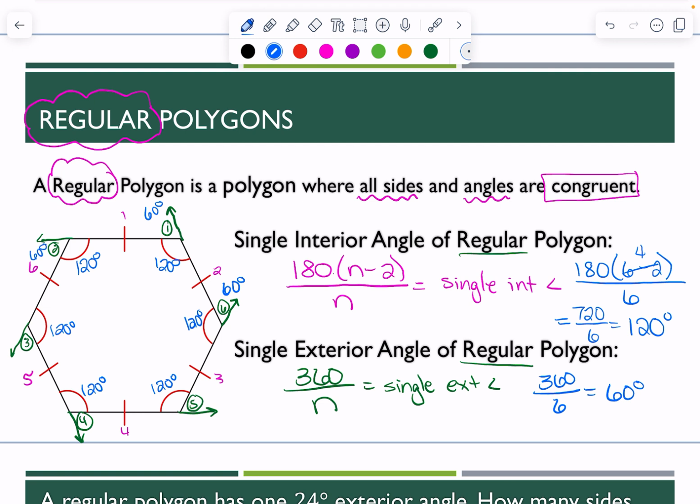Now, I want you to notice one other little piece in this, and that is if you look at an exterior angle with its interior angle, you will notice that those two angles add up to 180 degrees. They have to be supplementary. They form a linear pair, so therefore they are going to be supplementary also. That might help you on some problems as you're working through looking at different things.